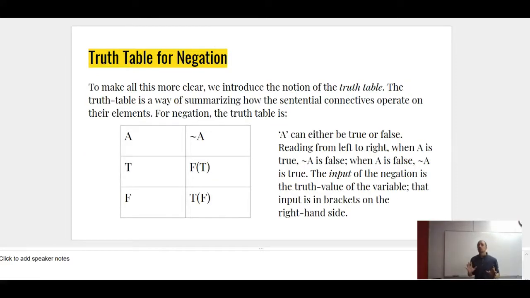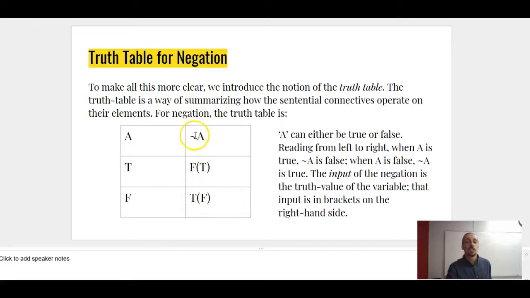So I want to make all of this as clear as possible. So I'm going to introduce something called the truth table. The truth table is a way of summarizing how the sentential connectives operate on their elements. Now for a negation, for example, the truth table is pretty simple. Sentences are always either true or false. That's bivalence. And I'm going to represent that by having this A here. So A is, I don't know, apples are delicious. That's either true or false. So true or false in brackets here.